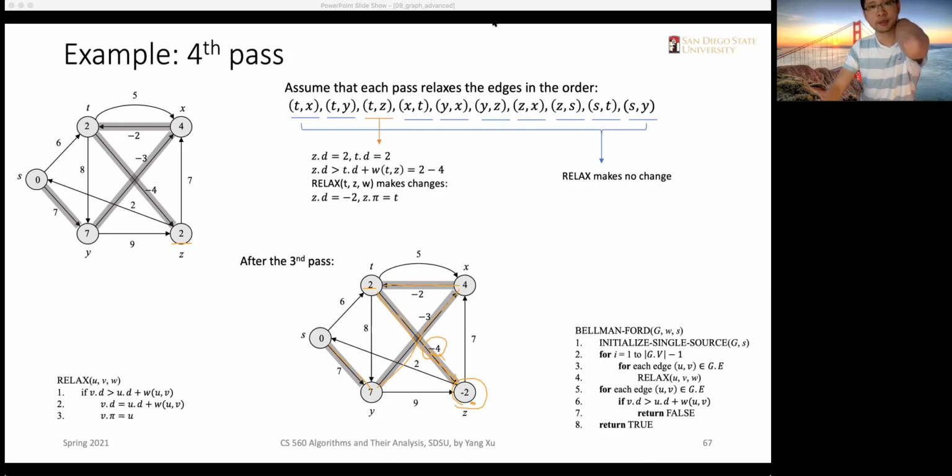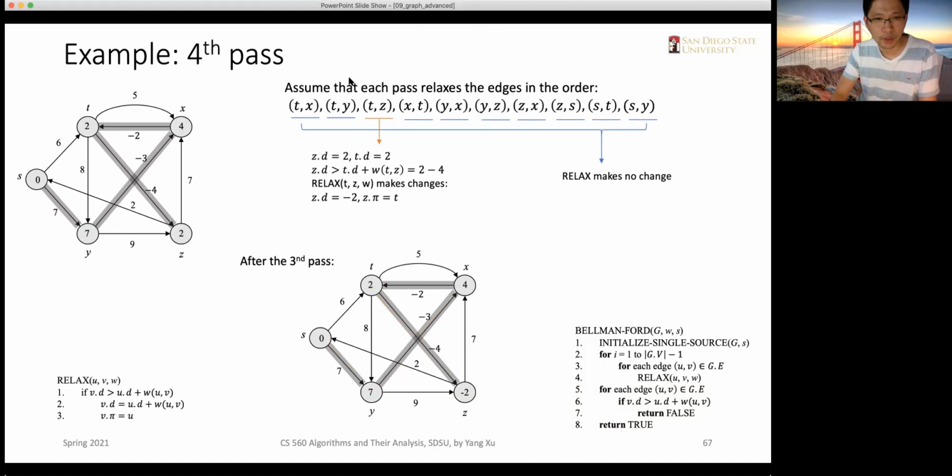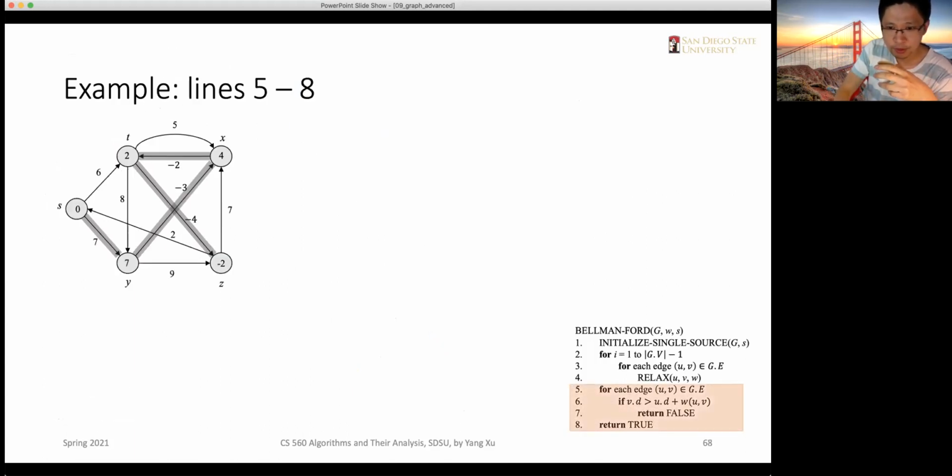Okay, and if we link all the shaded edges with the vertices, it is a tree, the single source shortest path tree that we have found. Yeah, pretty similar to the way the BFS tree is found.